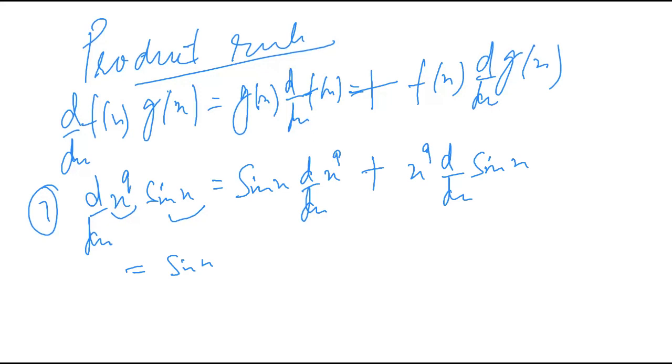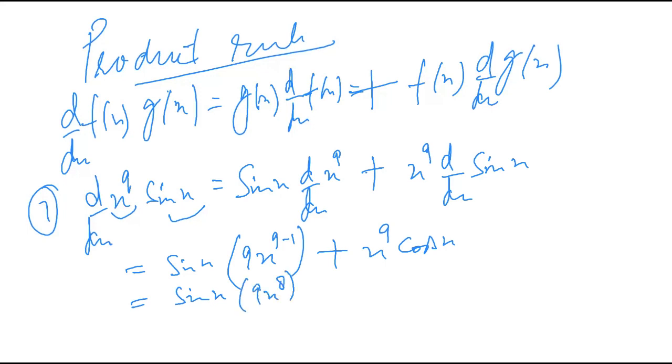Whereas, if we differentiate x raised to power 9, which we have already done, it will give me 9x raised to power 9 minus 1. Plus, x raised to power 9 will remain as it is, and I have to differentiate sine x, which will give me cos x. Okay. Now, in the second step, this will become sine x times 9x raised to power 8 plus x power 9 times cos x.